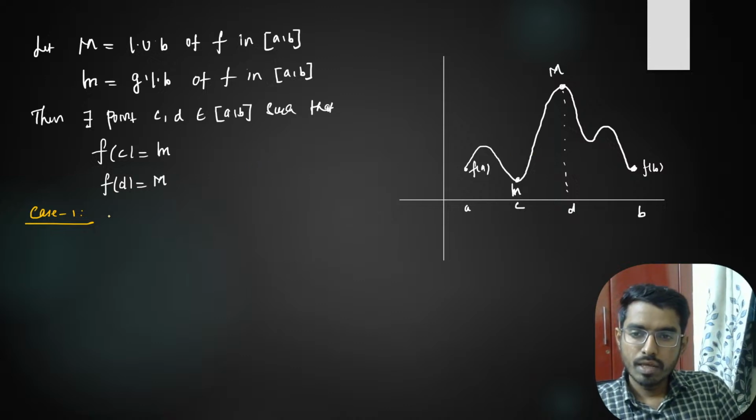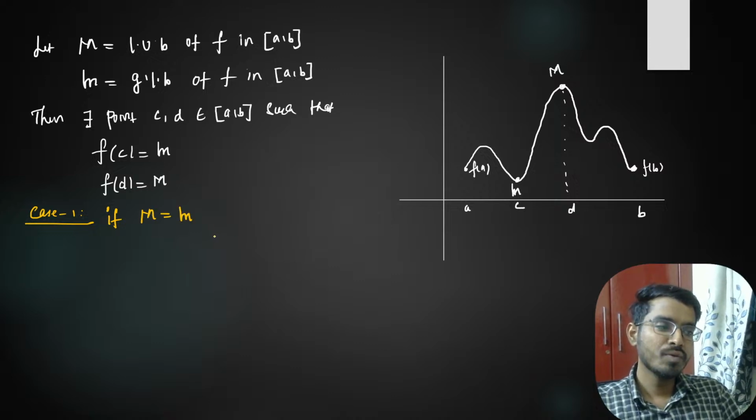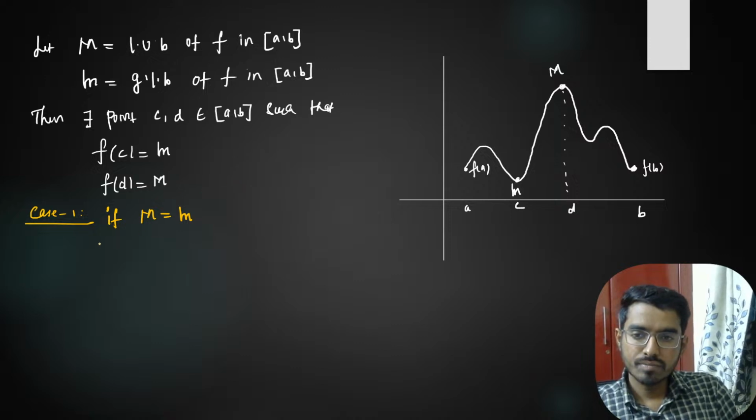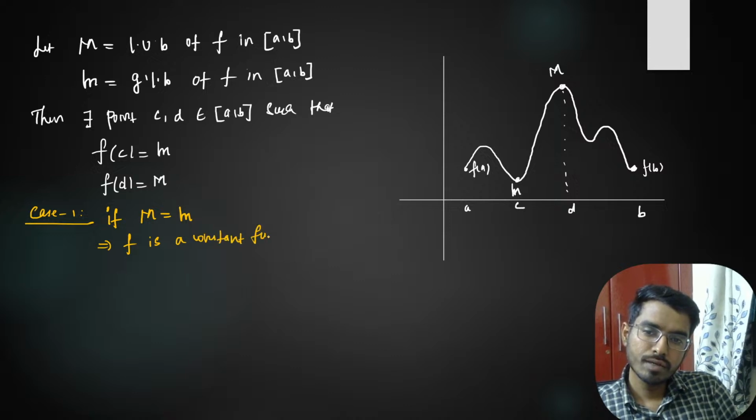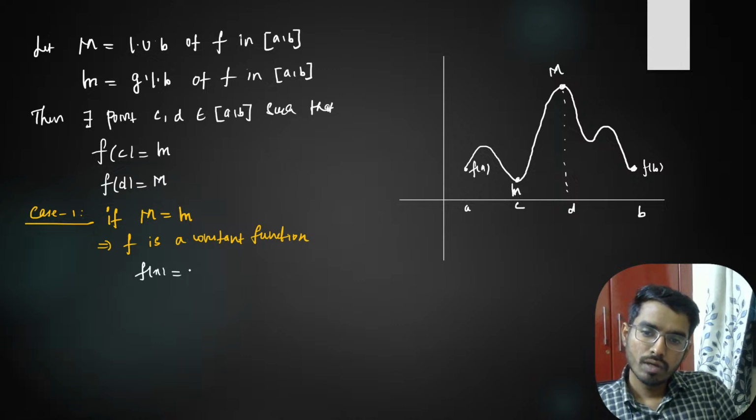Now, case one: what if capital M is the same as small m? What if your capital M is the same as small m? That means your maximum value and minimum value both are the same. That means your f is nothing but a constant function, right? If capital M and small m are the same, then this implies f is a constant function, yes or no? That means your f of x always takes the value capital M or small m, right? Because both are equal for all x in the interval a comma b.